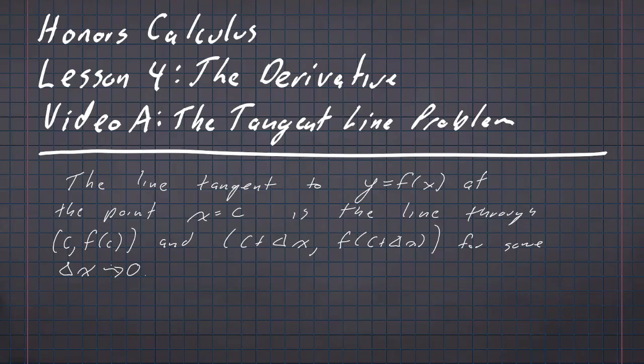The line tangent to the graph y equals f of x at the point x equals c is the line through the point c, f of c, and through this odd construction, c plus delta x, f of c plus delta x, for some delta x going towards 0.